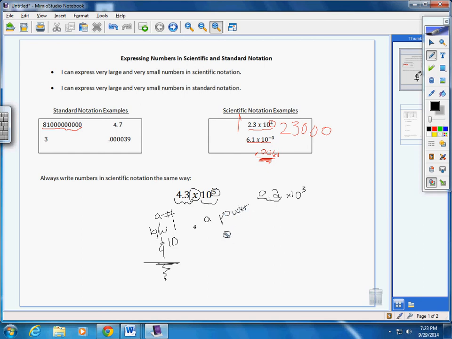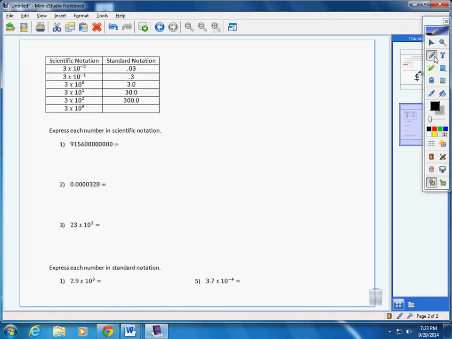A power of 10. If you don't have this form right here that I've just described, a number between 1 and 10 times a power of 10, then you do not have a number written in scientific notation. Okay? So let's continue here. Let's move on to something else.